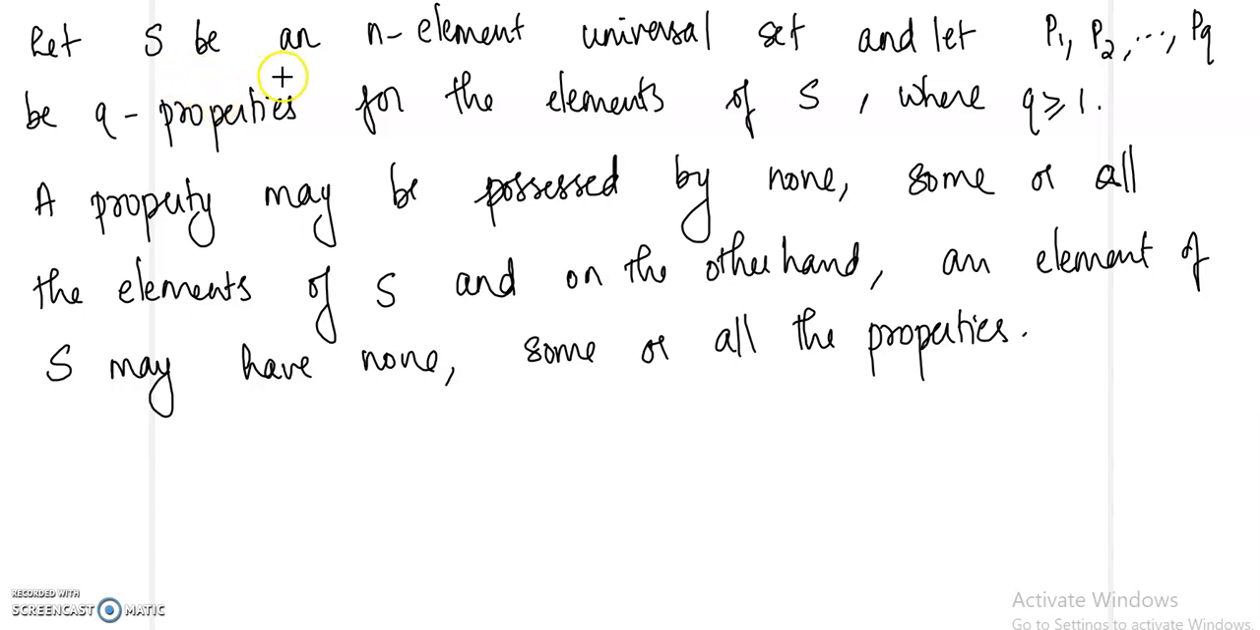So this is what we have defined. S is an n element universal set and P1, P2, etc. PQ are properties on S. Now if we take a property, the property may be possessed by none or some or all of the elements. Similarly, if we take an element, an element may possess none of the properties, all of the properties or some of the properties. So that depends on how you are defining your properties. We define the properties, and we can define them in whatever way we like. Okay. So that is how we have defined the properties.